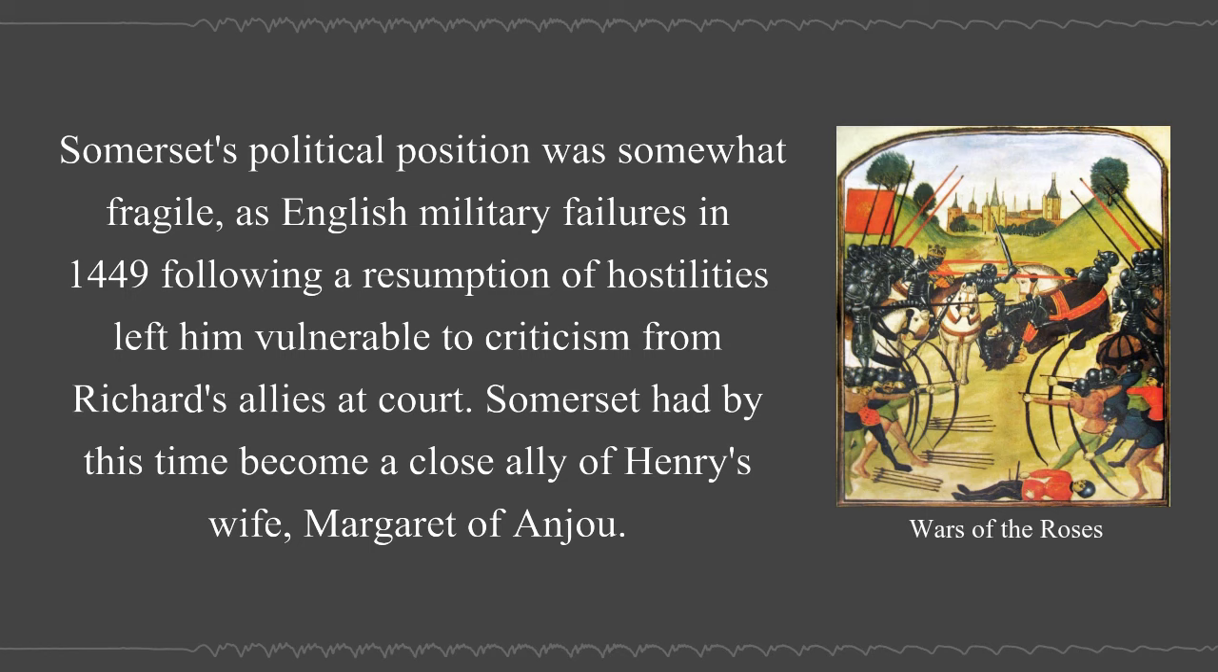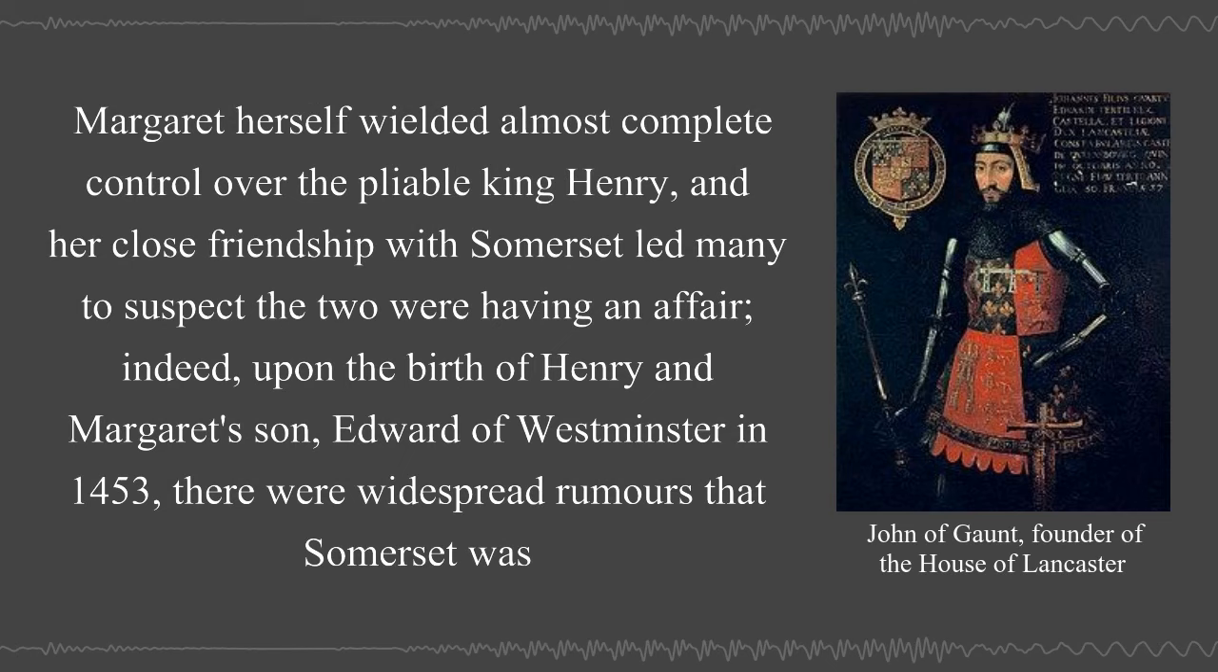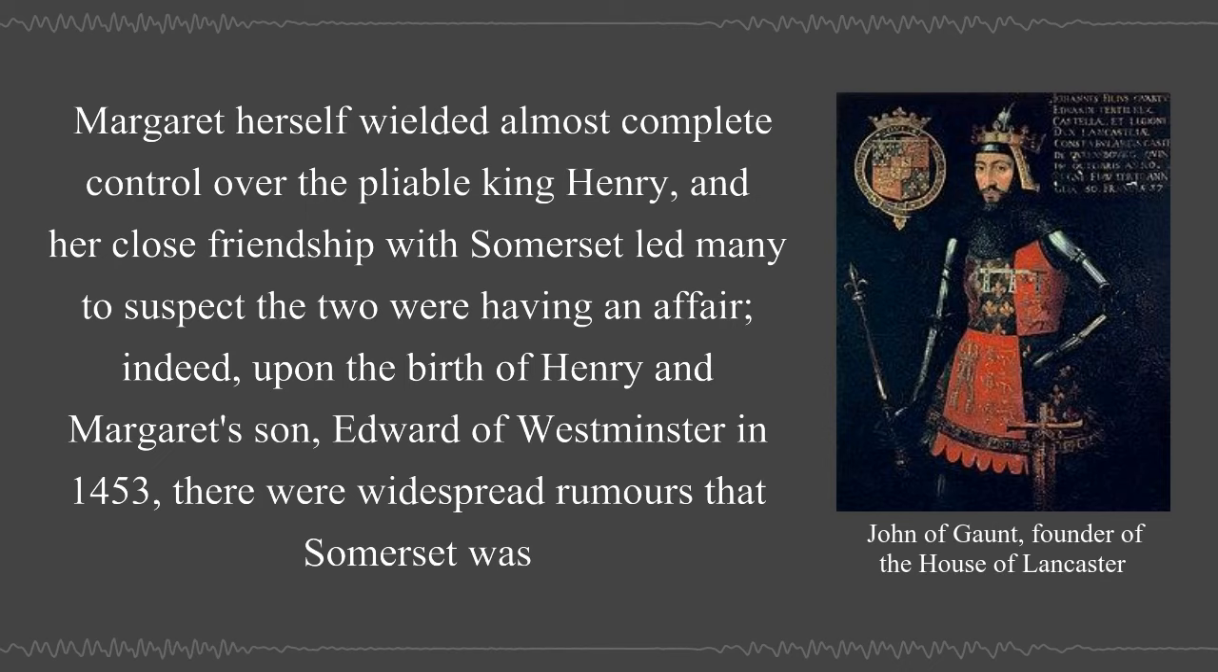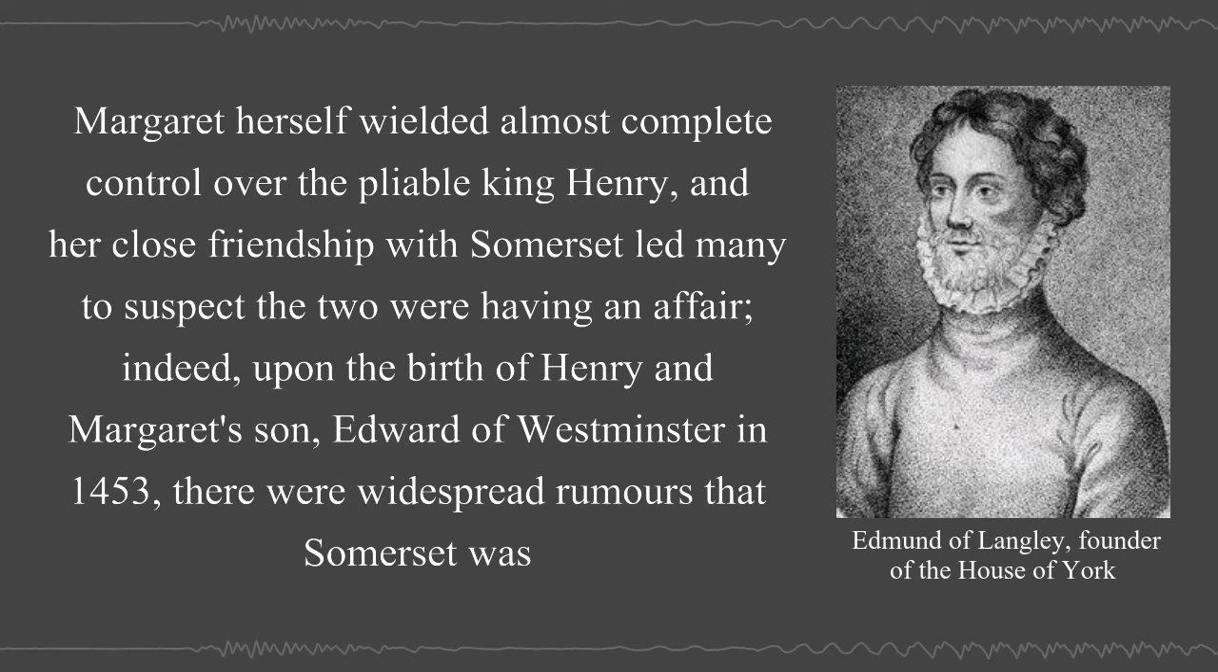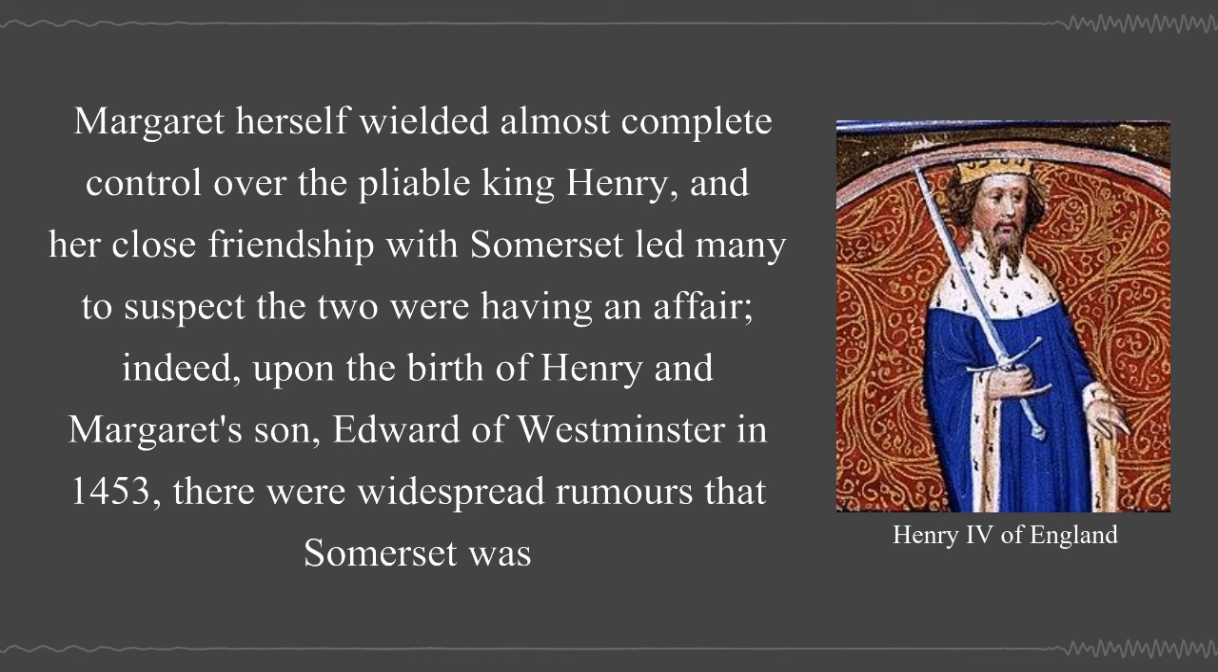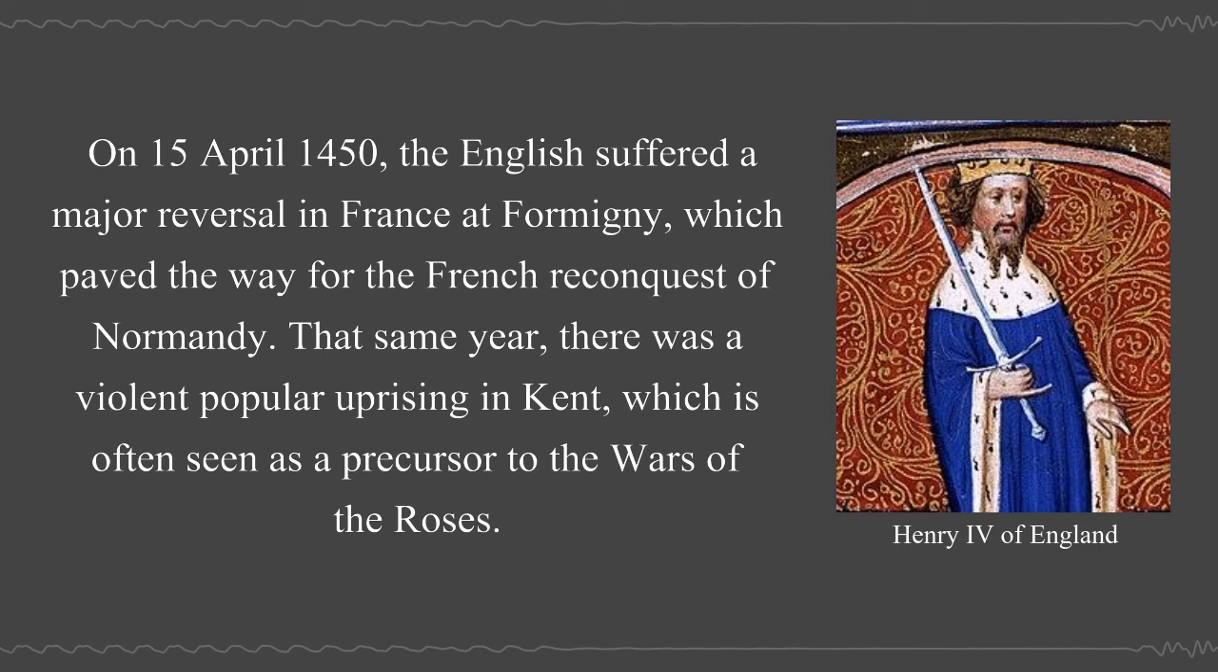Somerset had by this time become a close ally of Henry's wife, Margaret of Anjou. Margaret herself wielded almost complete control over the pliable King Henry, and her close friendship with Somerset led many to suspect the two were having an affair. Indeed, upon the birth of Henry and Margaret's son, Edward of Westminster in 1453, there were widespread rumors that Somerset was the father.